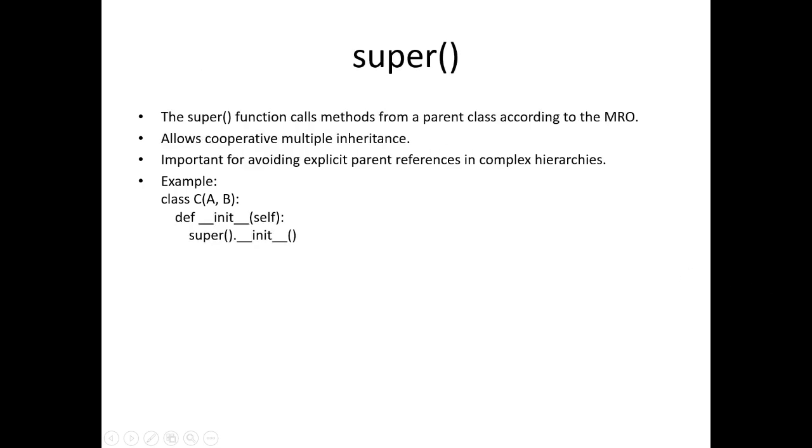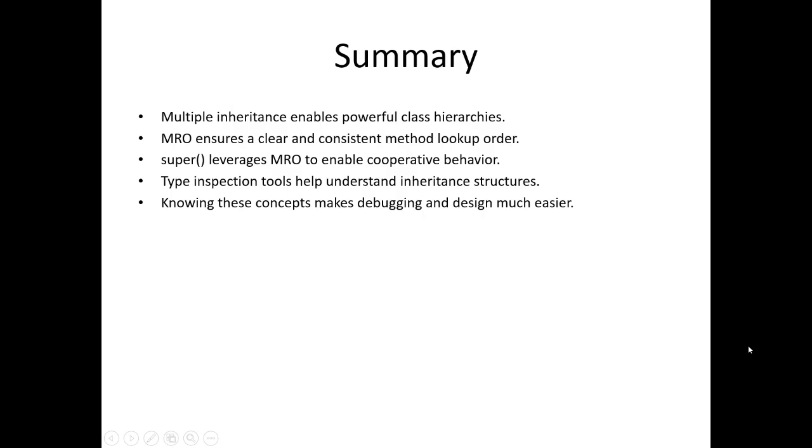Next we have a function called super. This allows us to call methods from parent classes without naming them explicitly. What's special is that super follows the MRO, not just the immediate parent. This enables cooperative multiple inheritance, where each class plays its part in a larger inheritance chain without hard coding parent names. It is essential in complex hierarchies, especially with frameworks that rely on cooperative behavior.